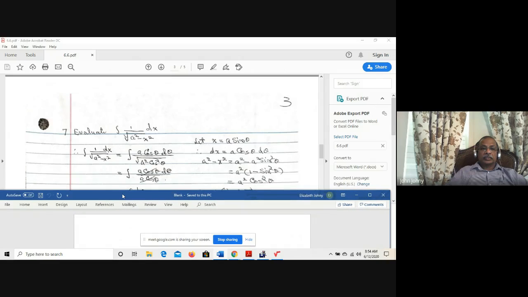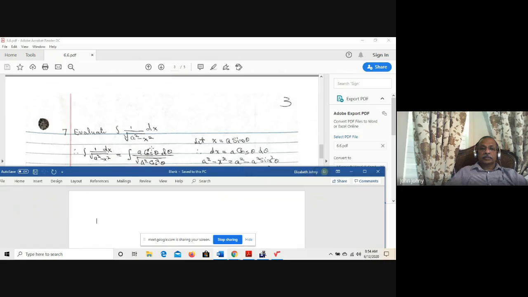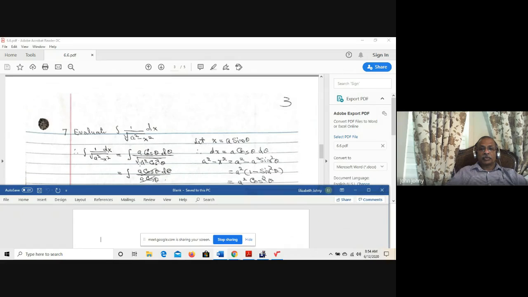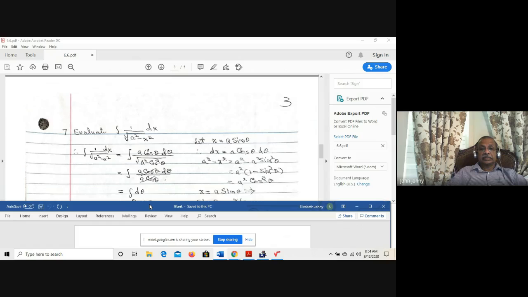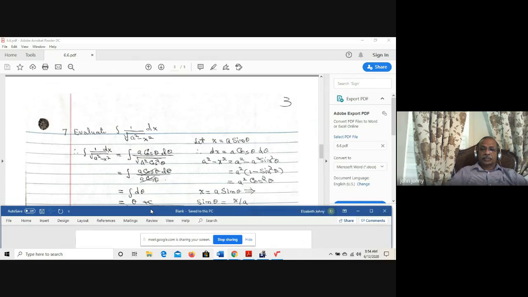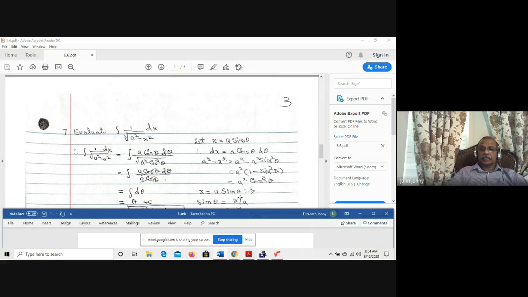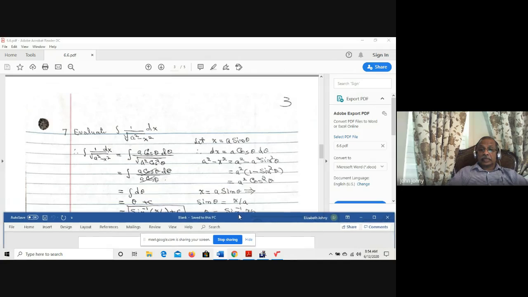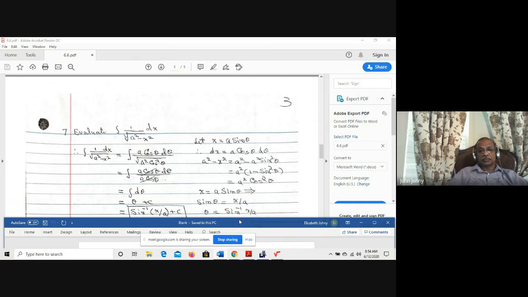So this integral is equal to integral a cos theta d theta, with a square cos square theta under the square root in the denominator. So square root of a square cos square theta is a cos theta, a cos theta cancels. So you get integral d theta, which is theta plus c. Now what is theta? So x is a sine theta. So sine theta is x over a, where you divide both sides by a. Sine theta is x over a means theta is sine inverse x over a. The answer to that integral is sine inverse x over a plus c.